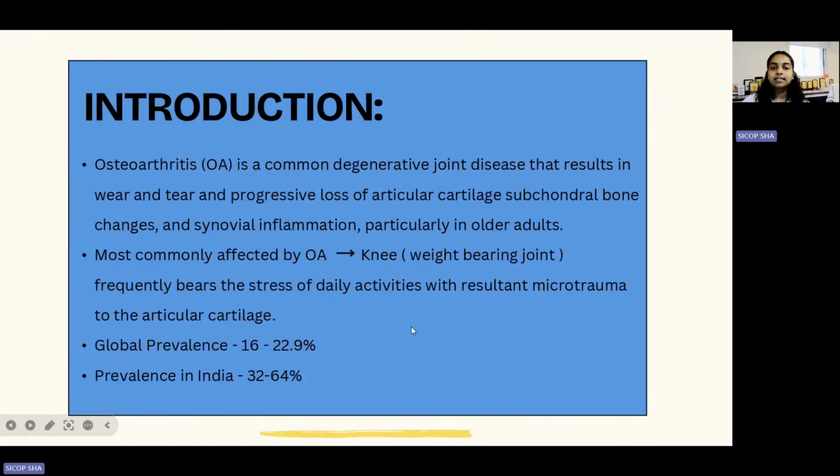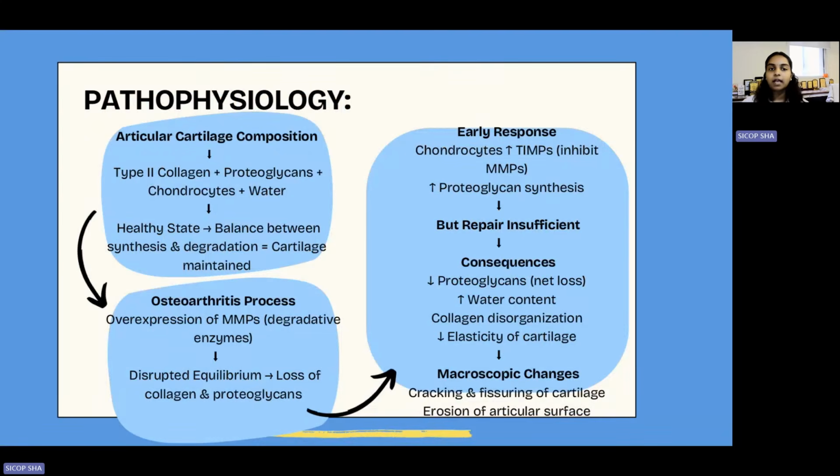So, osteoarthritis is a common degenerative joint disease that results in wear and tear and progressive loss of articular cartilage, subchondral bone changes, and synovial inflammation, particularly seen in older adults. The most common joint affected by OA is the knee, because it is a weight bearing joint which frequently bears the stress of daily activities, with resultant microtrauma to the articular cartilage. The prevalence of osteoarthritis globally is around 16 to 22.9%, whereas in India it is around 32 to 64%.